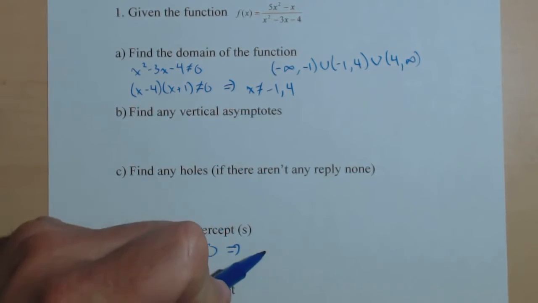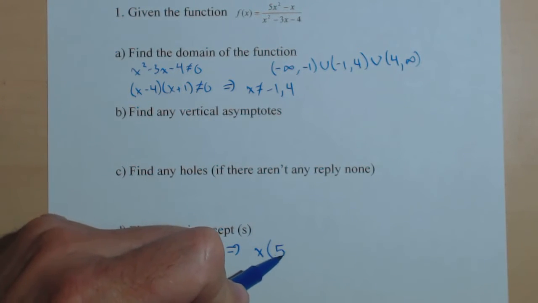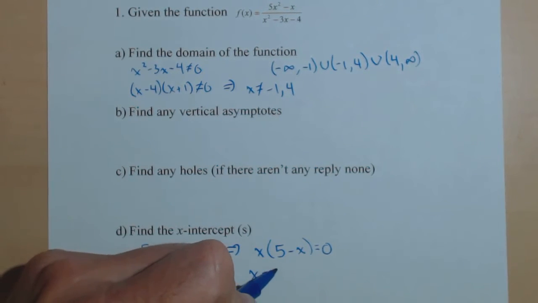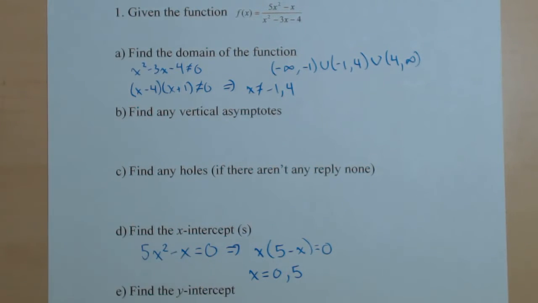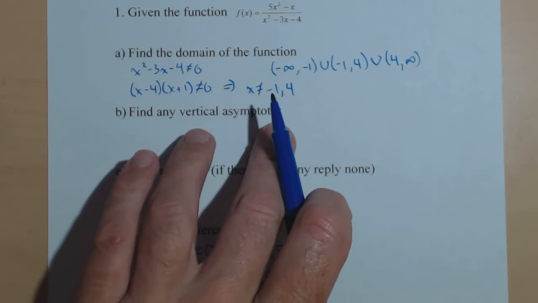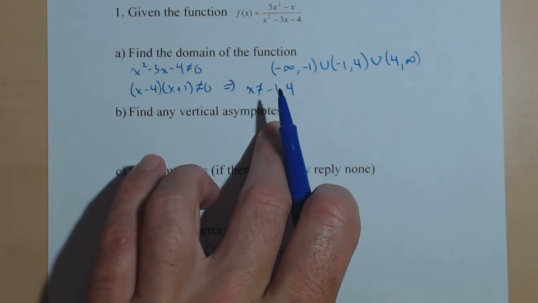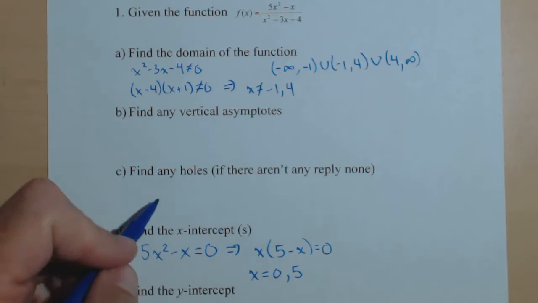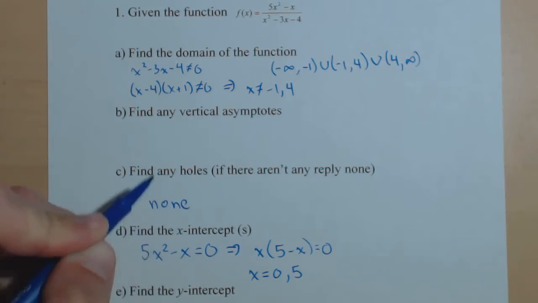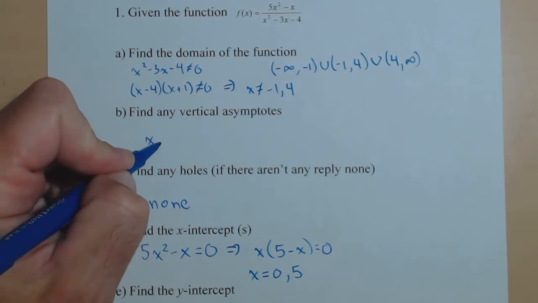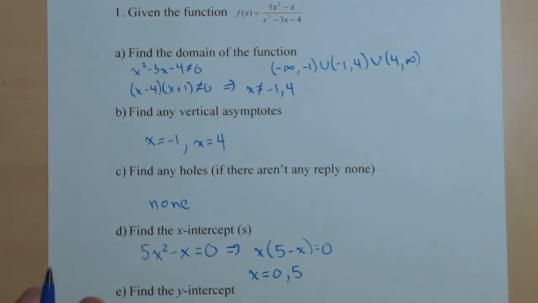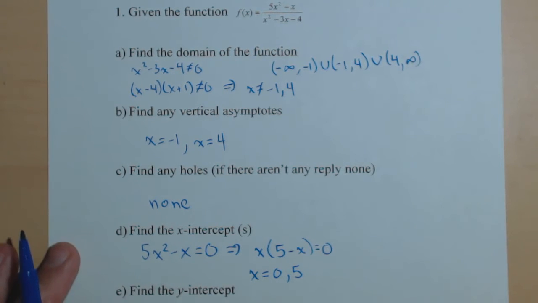So we will factor an x out there. We get x times 5x minus 1 equals 0. So we have 2 x-intercepts, x equals 0 and 1/5. Now here's where we would check. If you have any x-intercepts at the same value that you have excluded from your domain, that's when you have a hole. Since we don't have any overlap there, there are no holes, and both of these, x equals negative 1 and x equals 4, are equations of our vertical asymptotes. And all this can be confirmed from the graph.